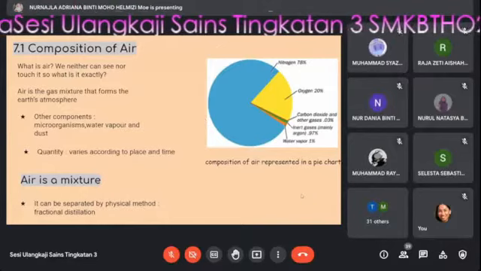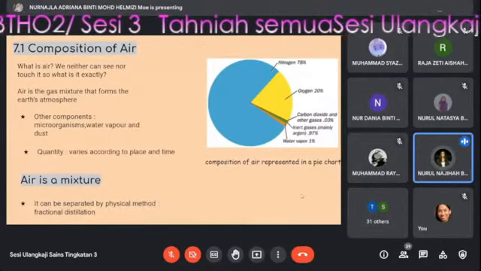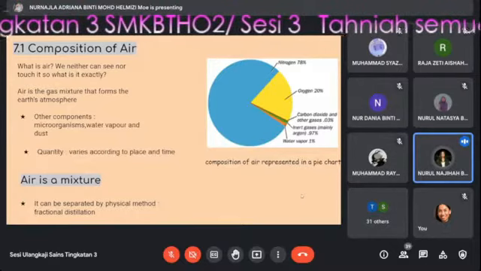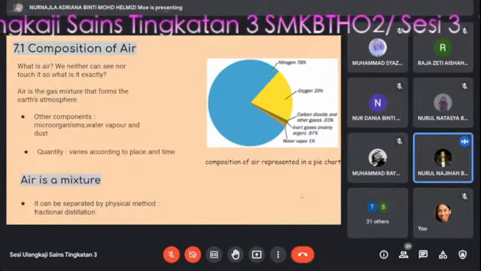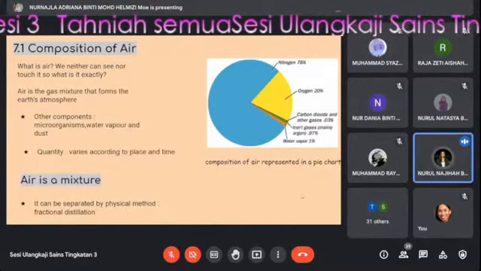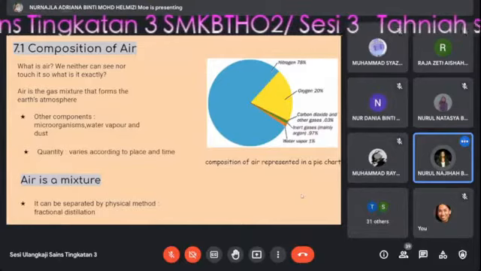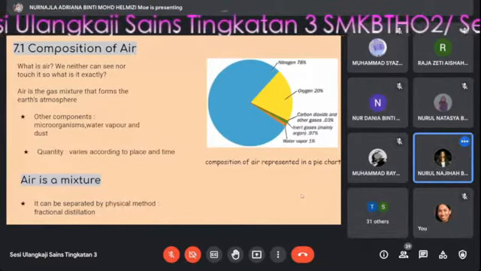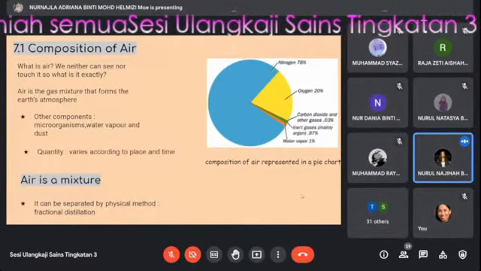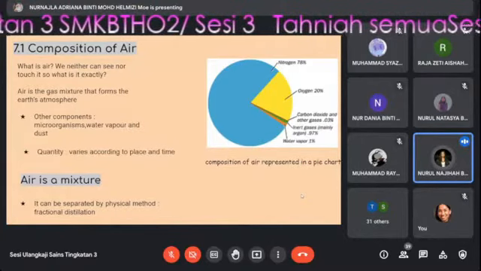7.1 Composition of air. What is air? We neither can see nor touch it, so what is it exactly? Air is colorless, tasteless, and odorless. So Earth is covered by a layer of air called atmosphere. The air contains gases, water vapor, dust particles, and microorganisms.